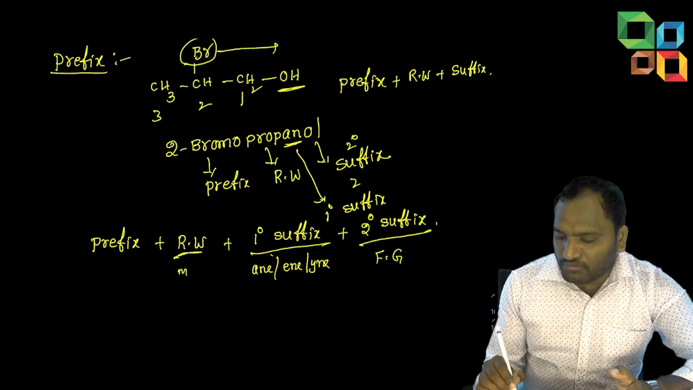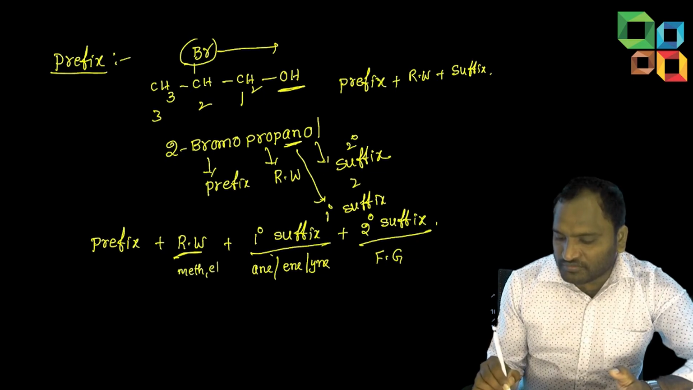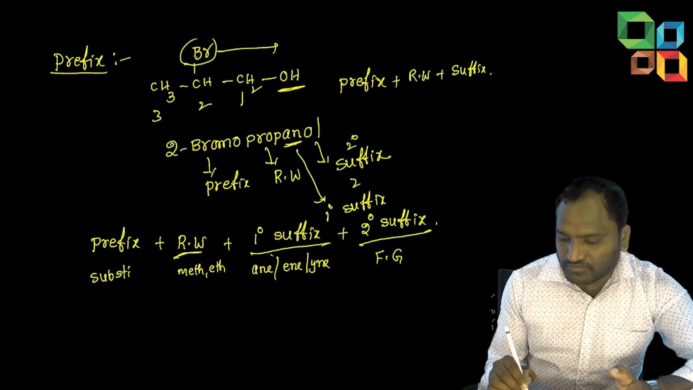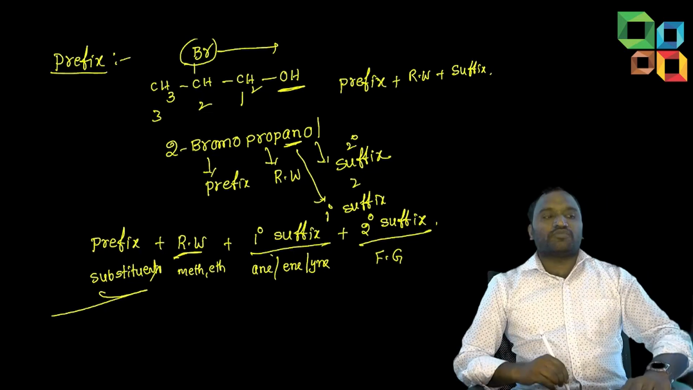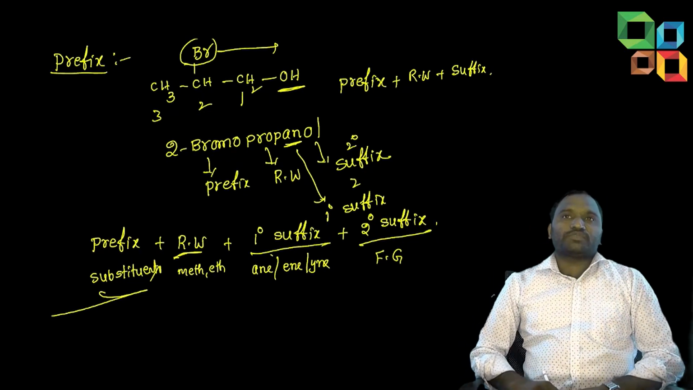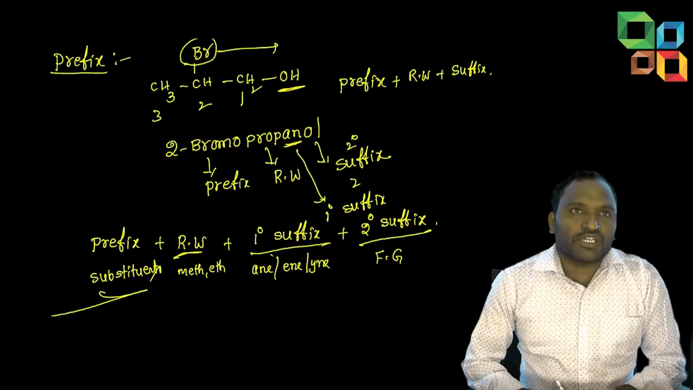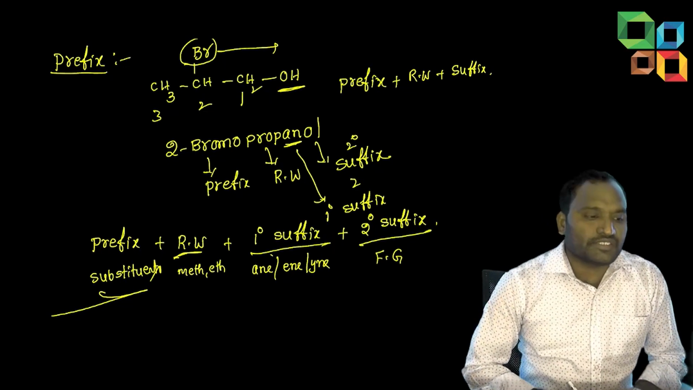Like this. Prefix, substituent. These things, this order, if you know, you can write the names. Now you got to know the order of the priority, which we have to write first, which we have to write next.